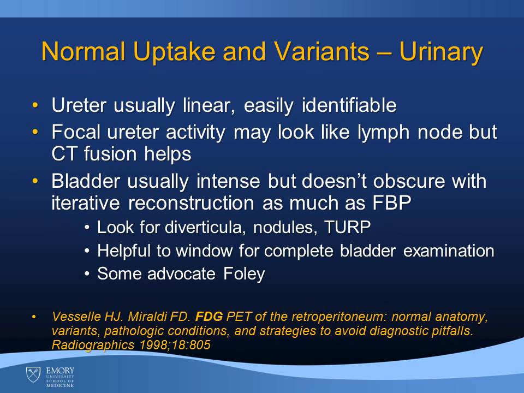Now, activity in the ureters is usually linear and easily identifiable, especially on the coronal images. Focal ureteral activity may look like a lymph node, but CT fusion helps in this regard. Bladder activity is usually intense, but with our modern iterative reconstruction, it doesn't obscure the pelvis as badly as filtered back projection did on the older scanners. You also want to look for diverticula, nodules, TURP defects, and it's helpful to window widely for complete bladder examination. Some advocate use of a Foley, but most centers do not use a Foley catheter.